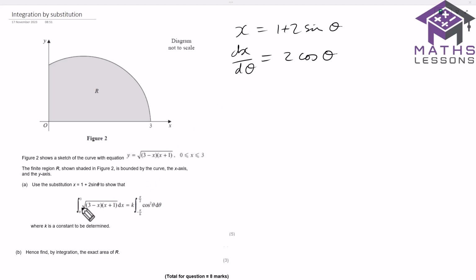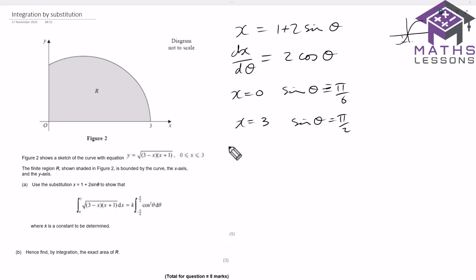And we've got our limits of 0 and 3. So when x is equal to 0, we have sine theta equal to minus a half. The way we do this, we've got x is 0, take away 1 gives us minus 1, divide by 2 is minus a half. And if you think about your sine curve, minus a half is about here. Going back, that's at minus pi by 6 radians. And x equals 3: we take away 1, we get 2, divide by 2 gives us 1. So we can see that theta will equal pi by 2. If you do inverse sine of 1, you get pi by 2.